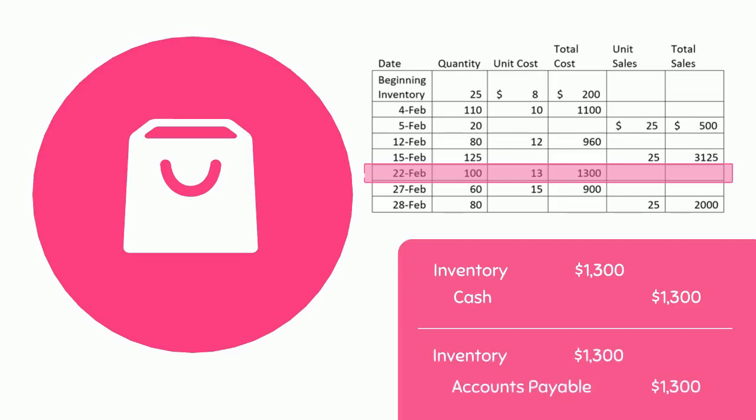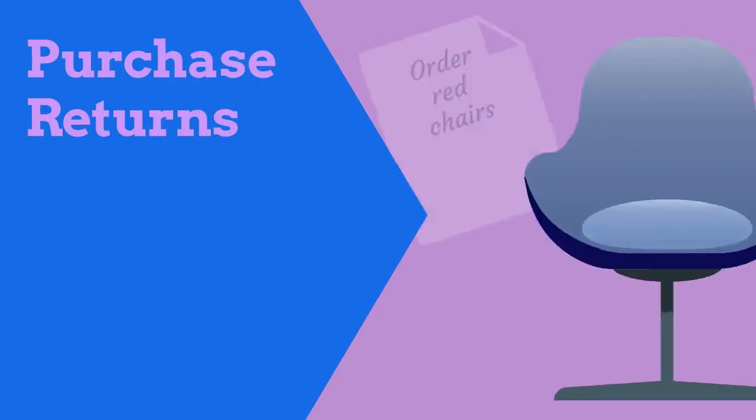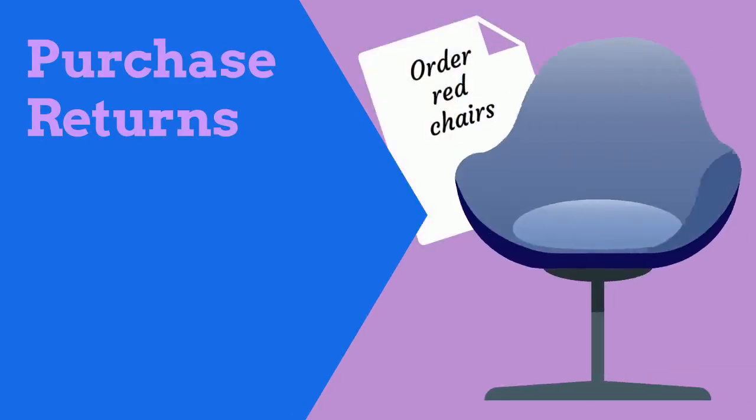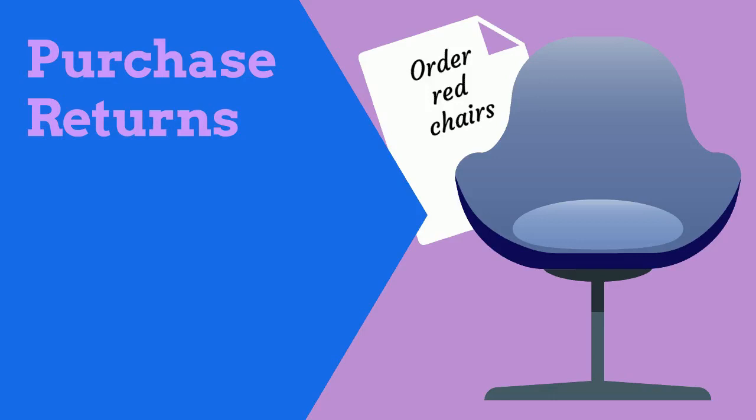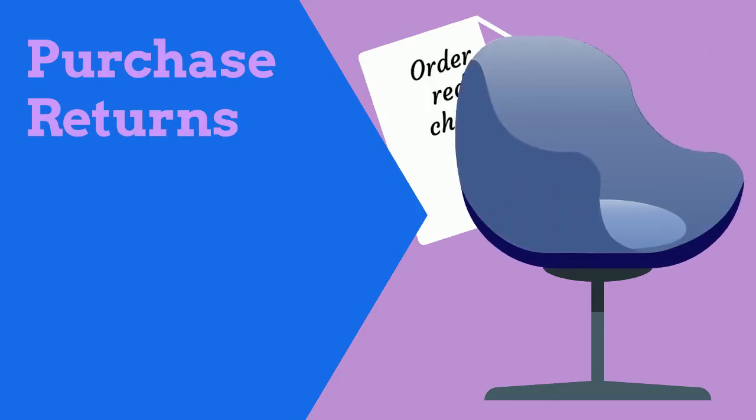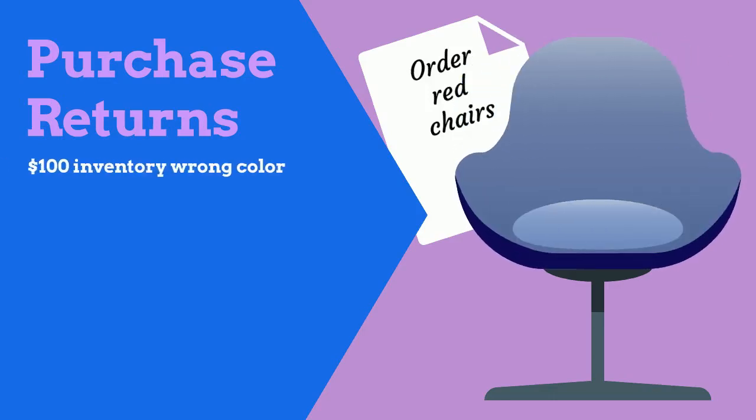for $1,300. Maybe something we purchased is damaged, or we received the wrong item. We would need to return some of the inventory. Assume $100 of inventory that we purchased on February the 22nd was the wrong color and needs to be returned.